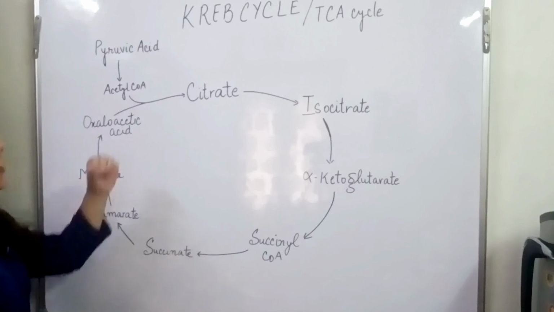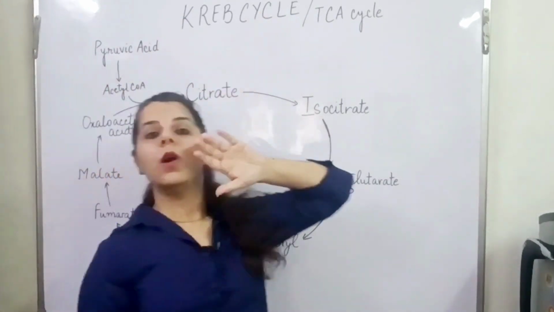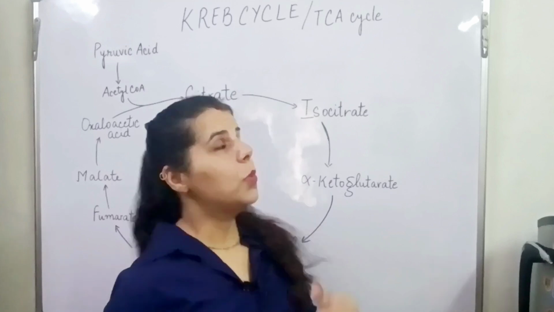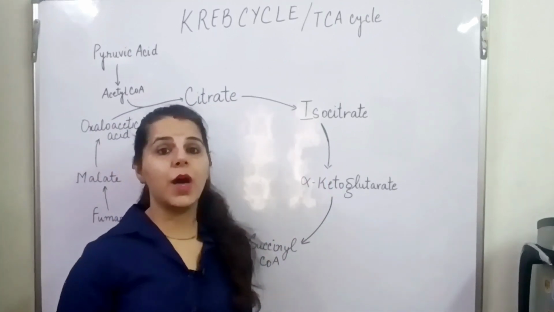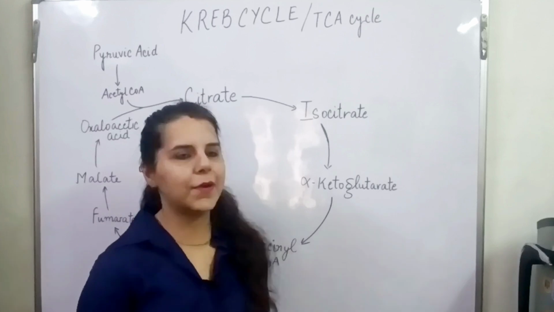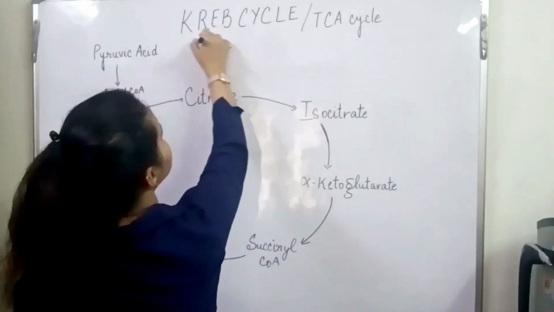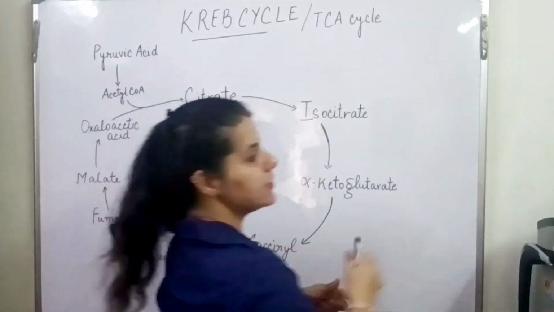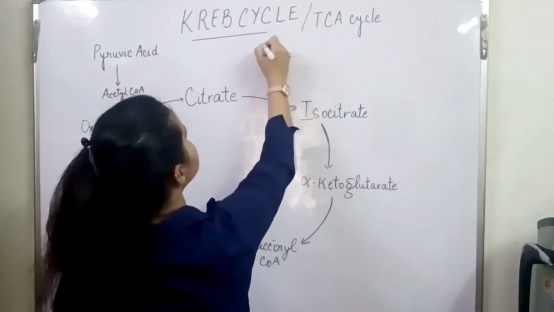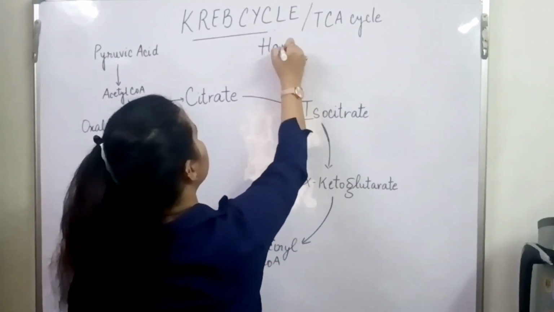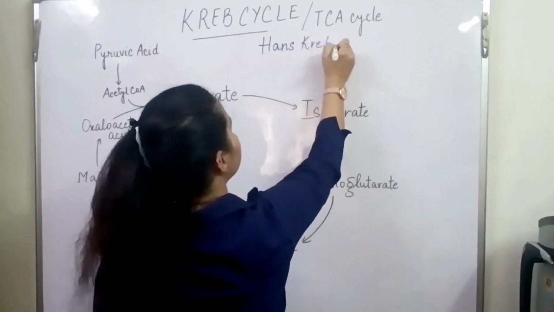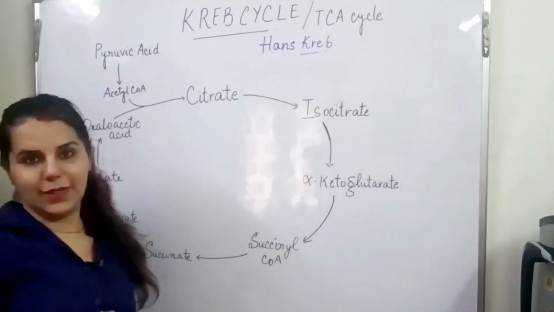So Krebs cycle is commonly known as tricarboxylic acid cycle. Now why the name Krebs? Krebs after the name of its discoverer, that is Hans Krebs. So this Krebs cycle is named after the person who discovered the cycle, and the person is Hans Krebs. Hence the name Krebs cycle.